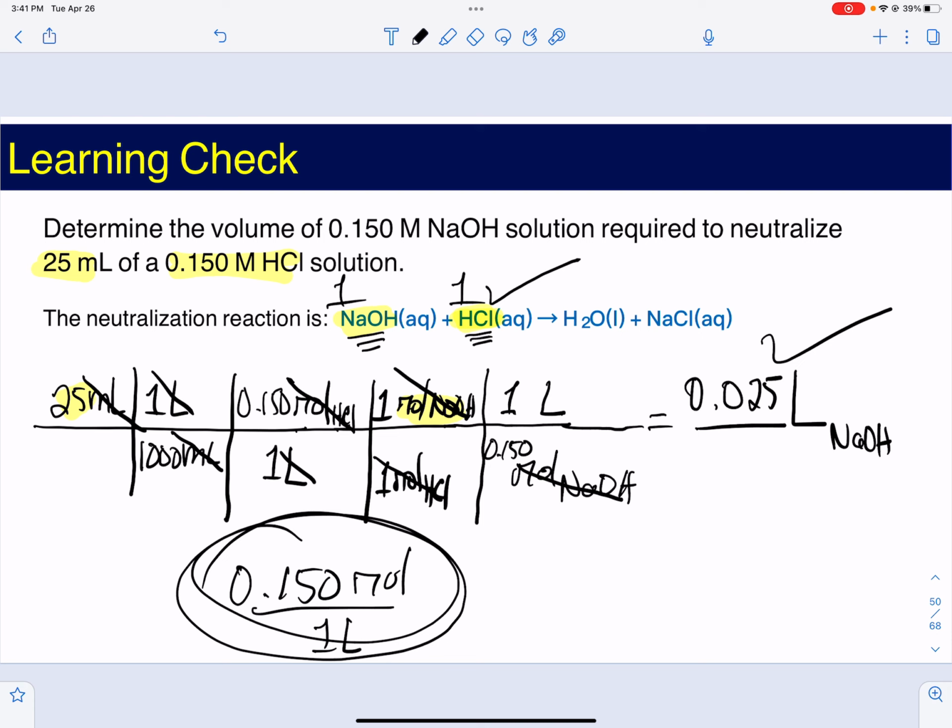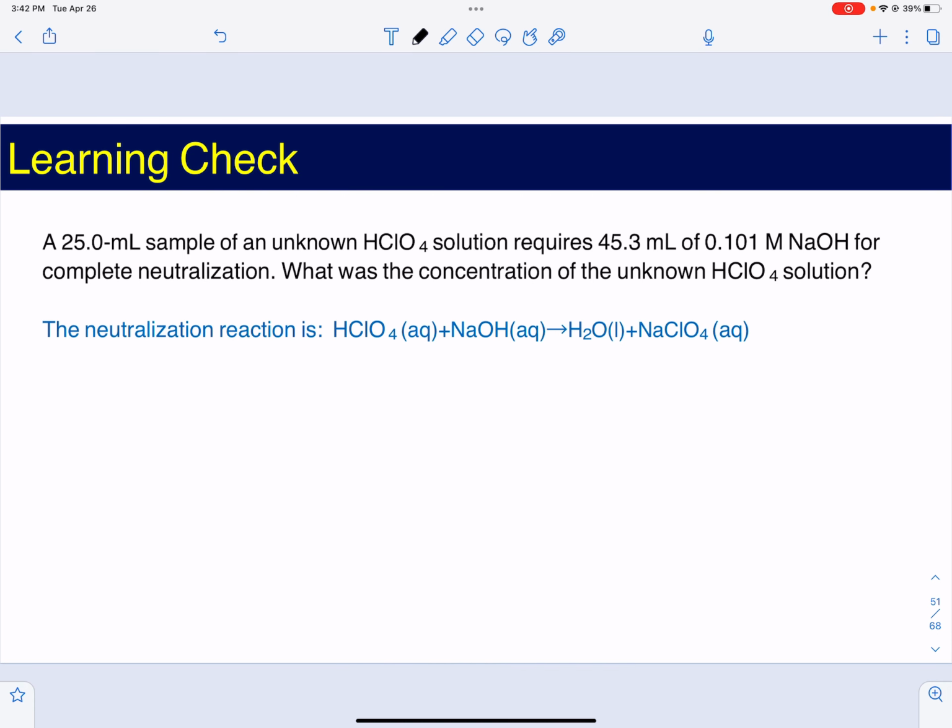Let's look at a different problem. A 25 milliliter sample of perchloric acid requires 45.3 milliliters of sodium hydroxide to be neutralized, which happens to be 0.10 molar. And the question is, what is the concentration, or the molarity, of the perchloric acid that I used?